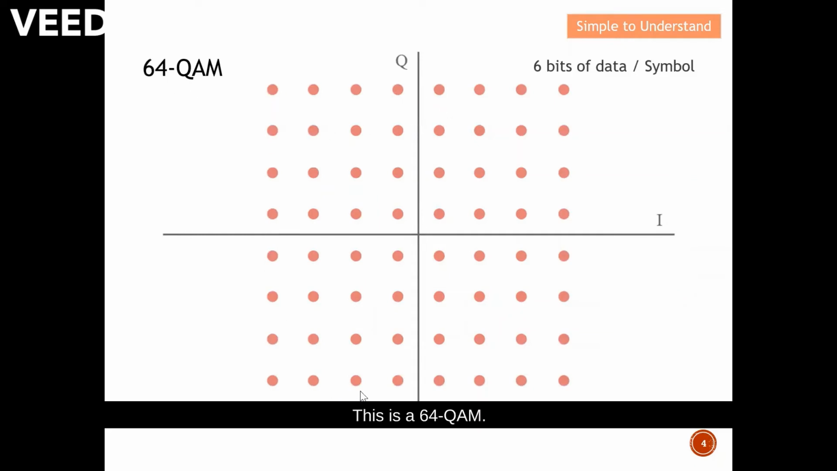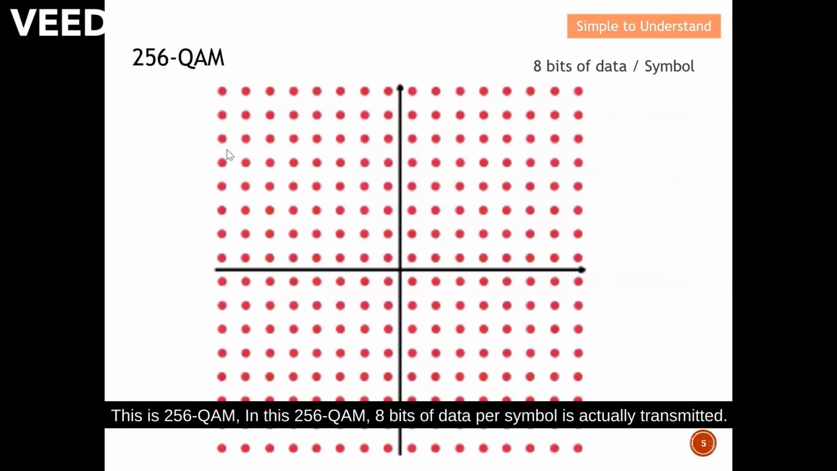This is 64 QAM. In this 64 QAM, 6 bits of data per symbol can be transmitted at any point of time. This is 256 QAM. In this 256 QAM, 8 bits of data per symbol are transmitted.